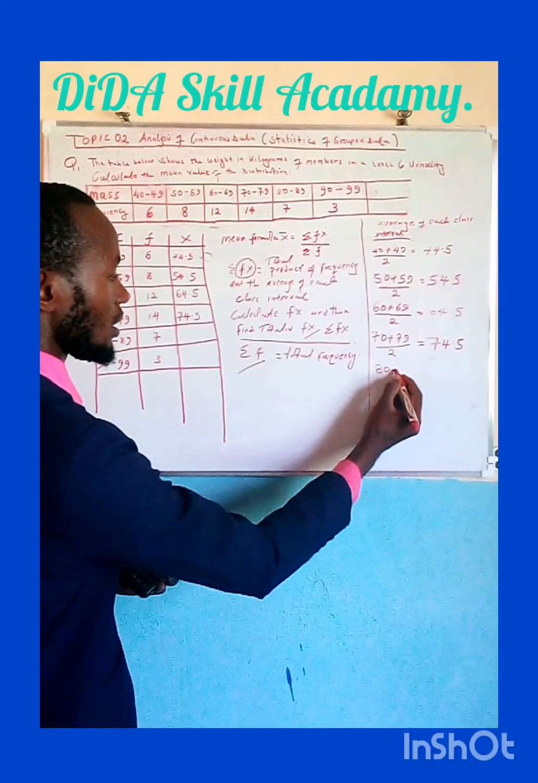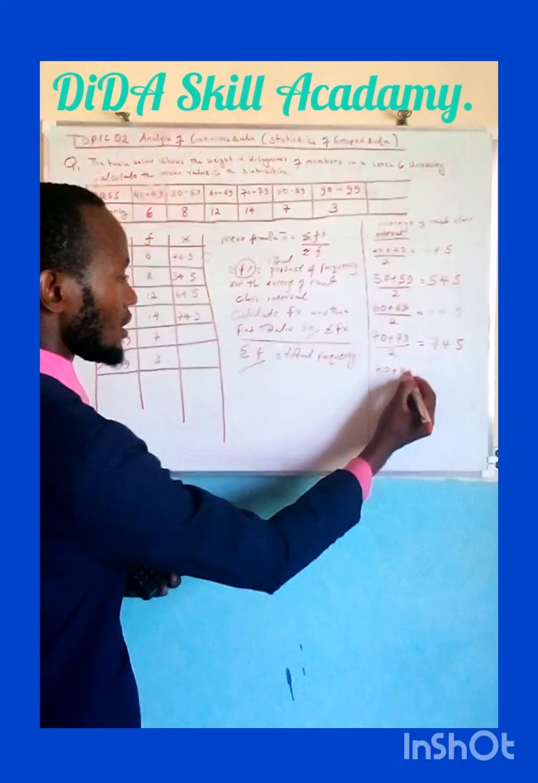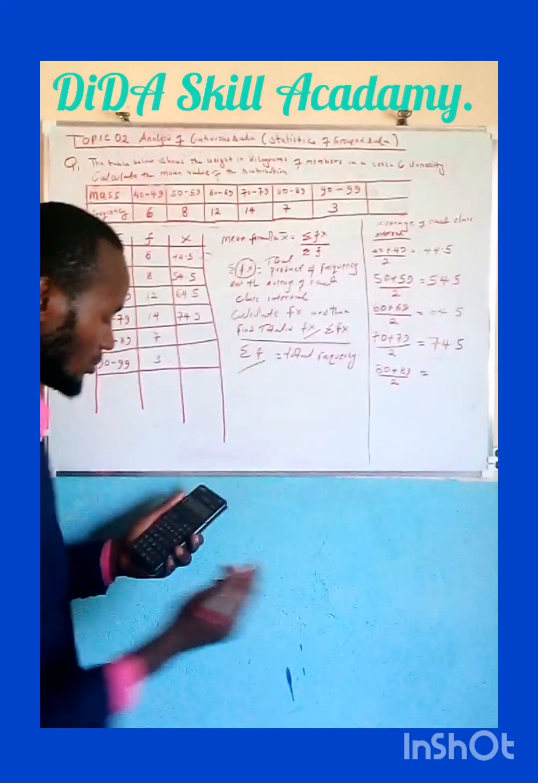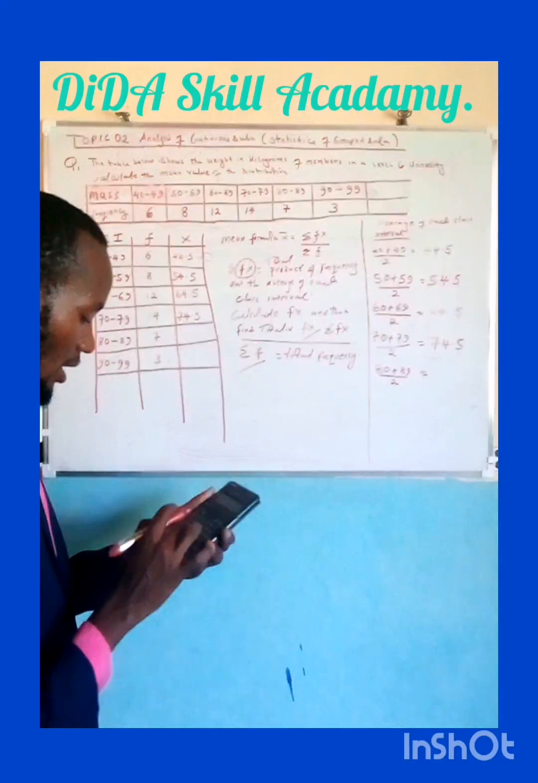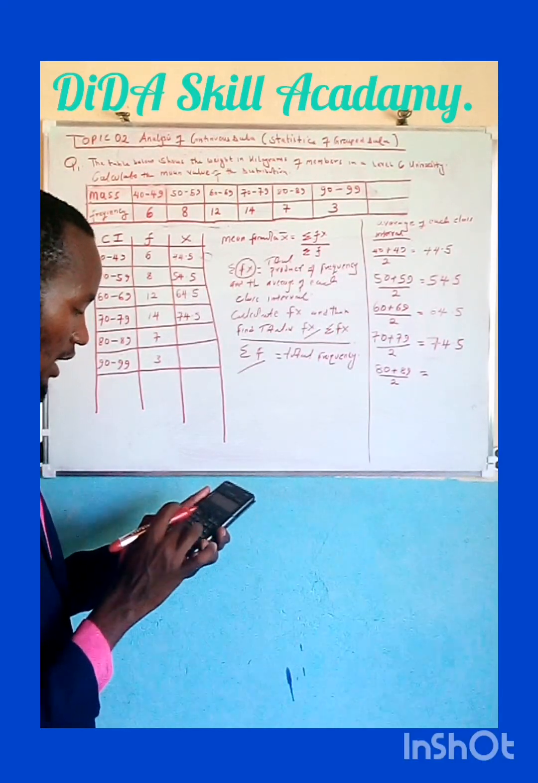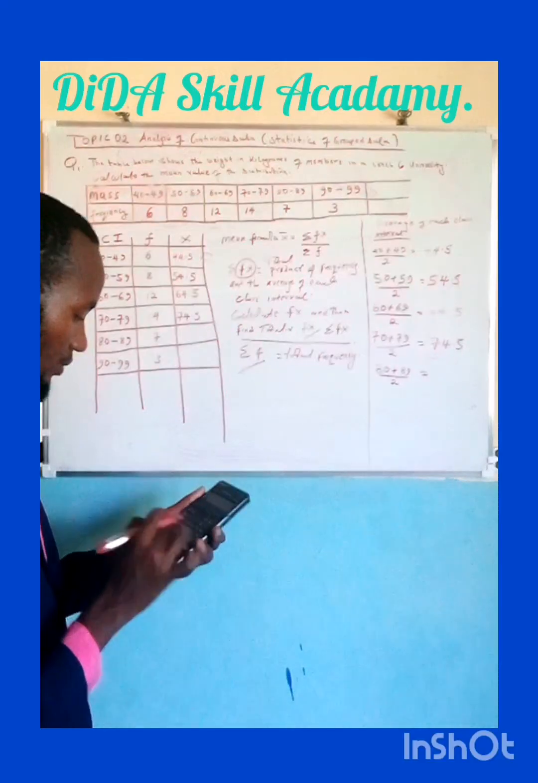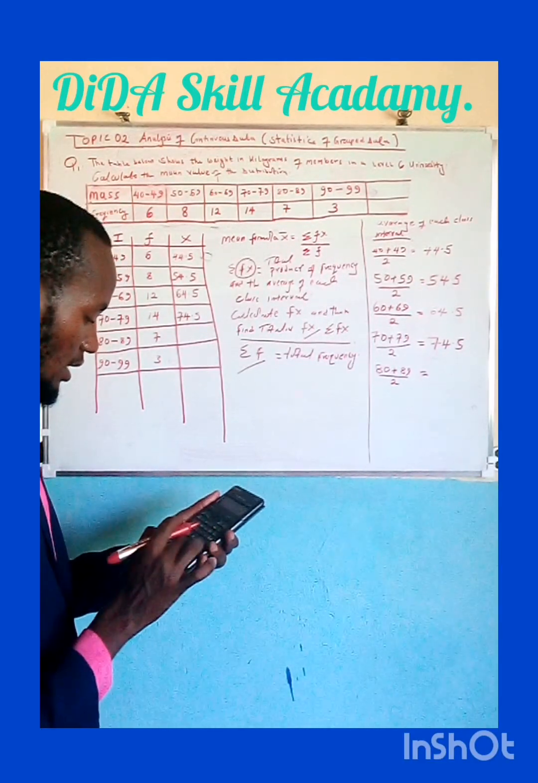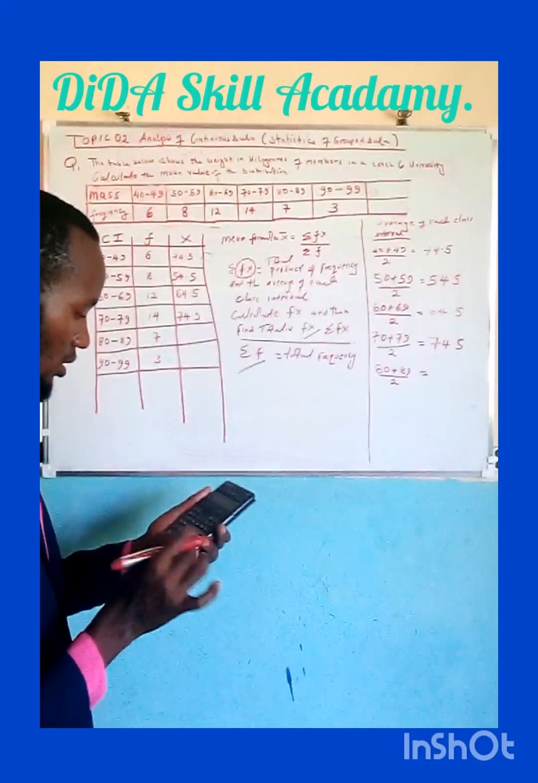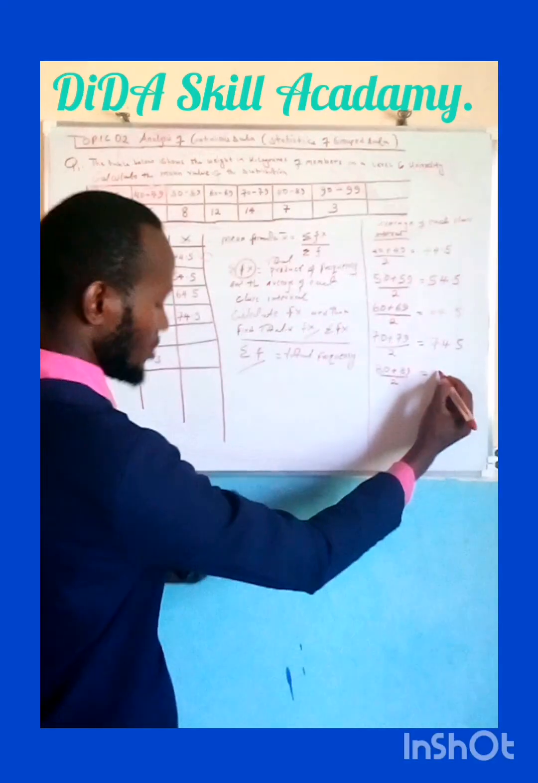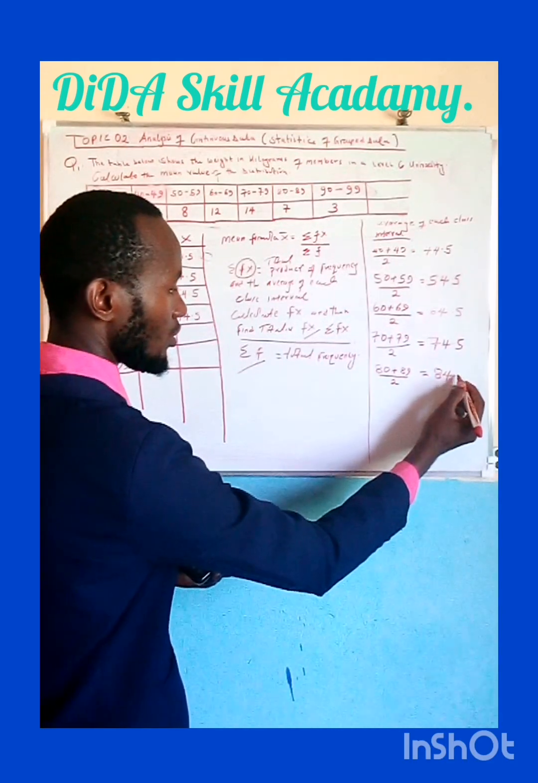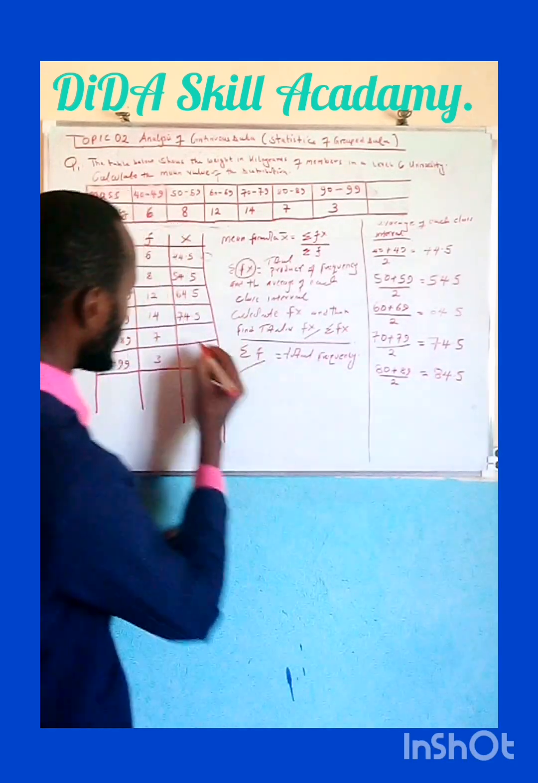80 plus 89 divided by 2 will give us 84.5.